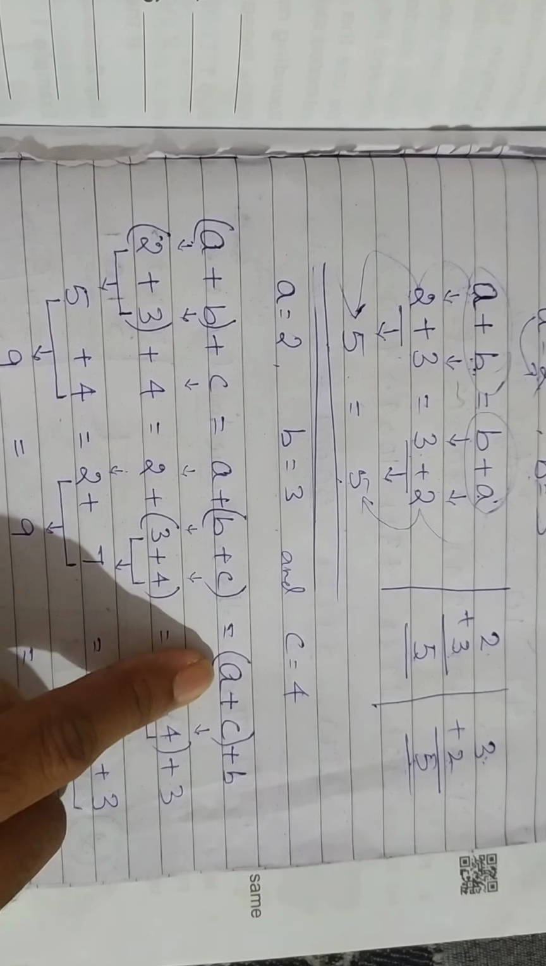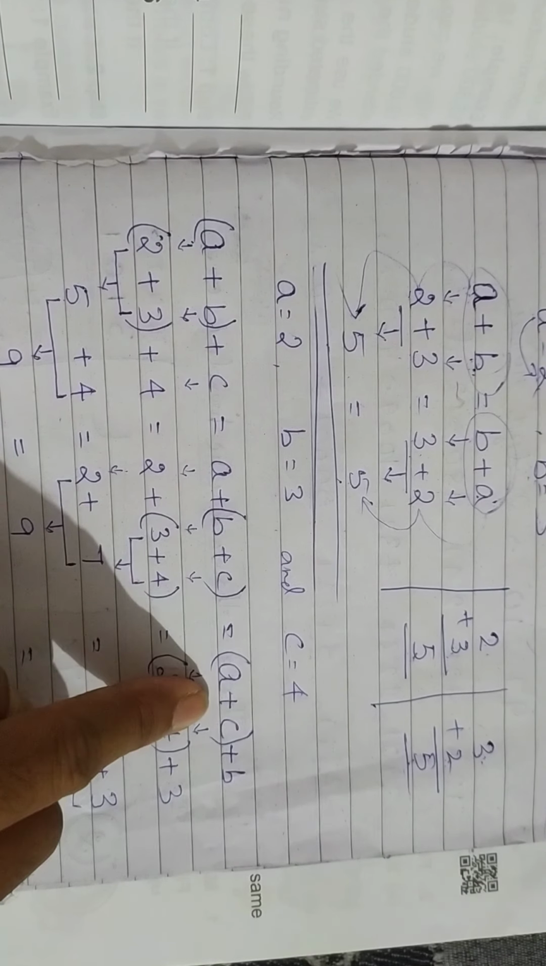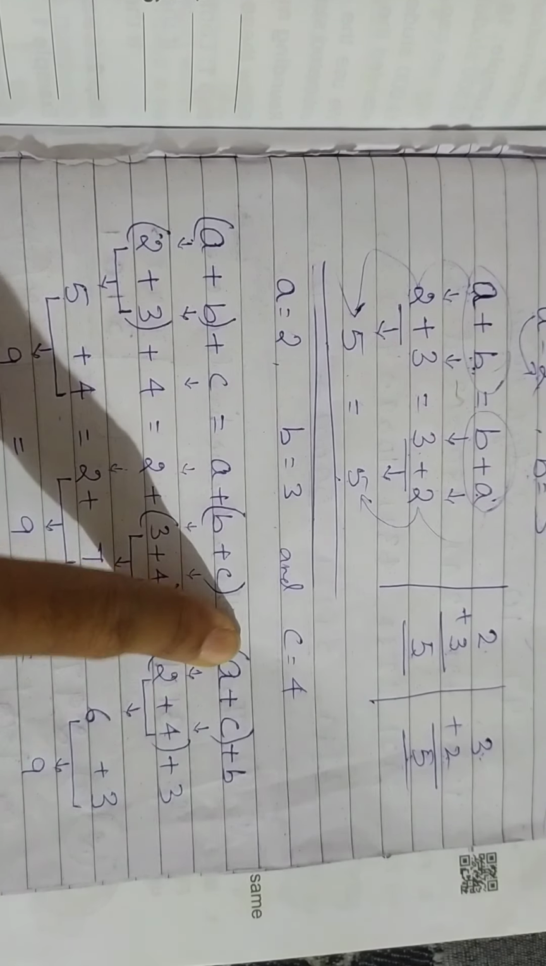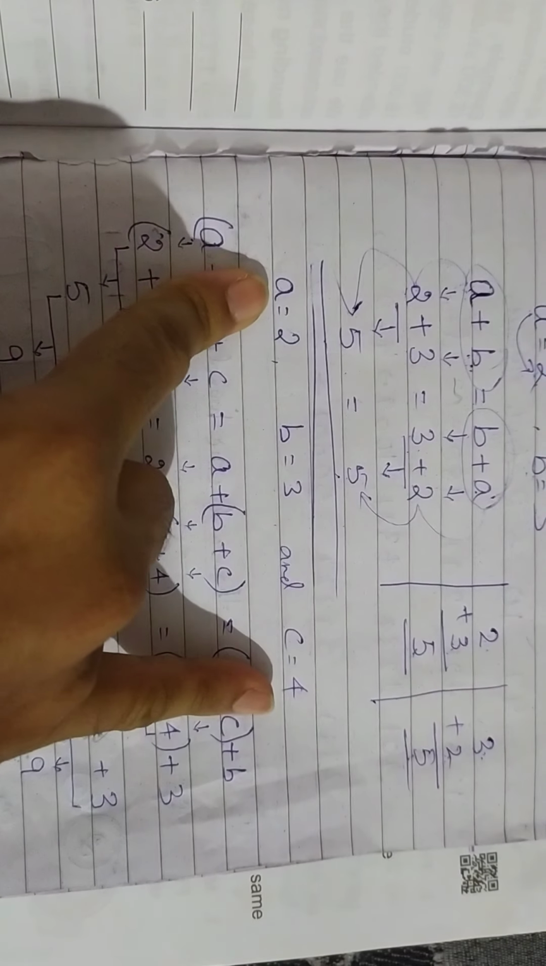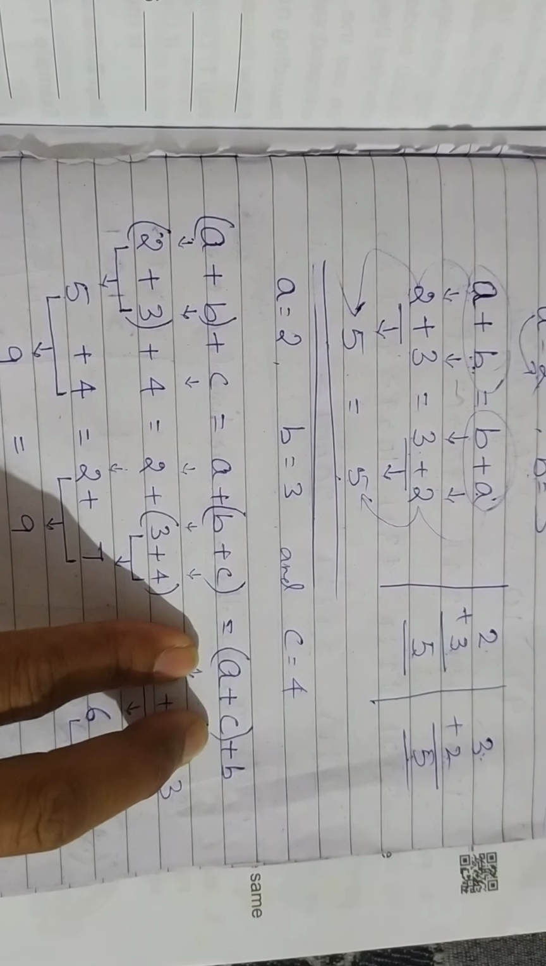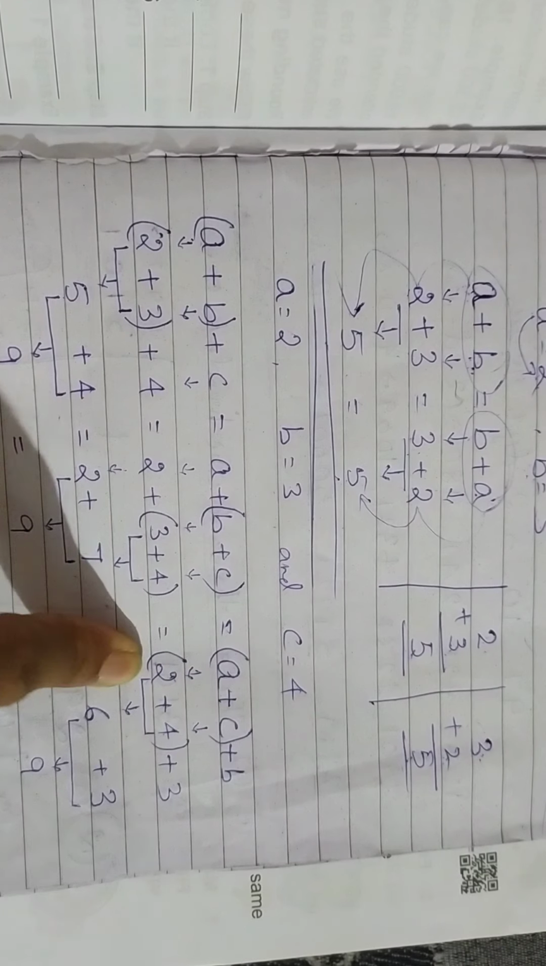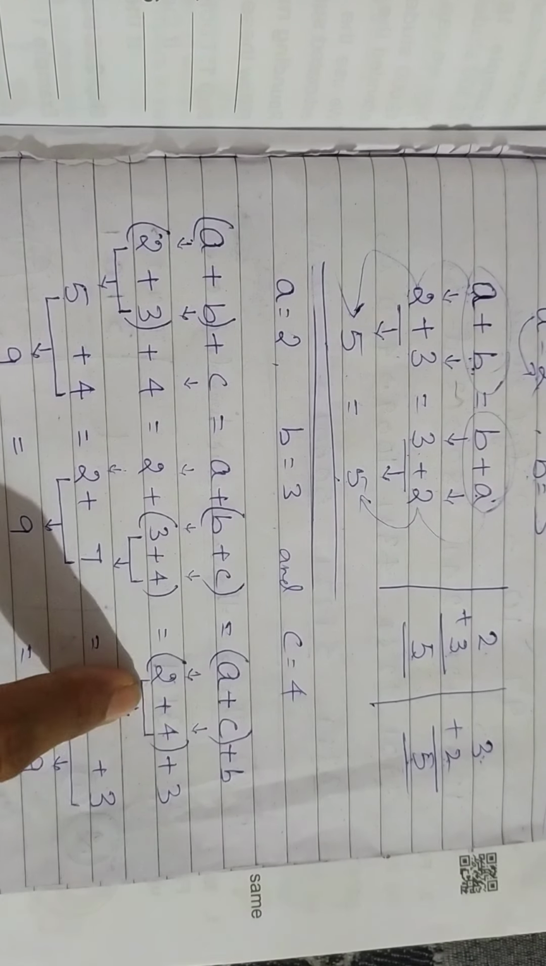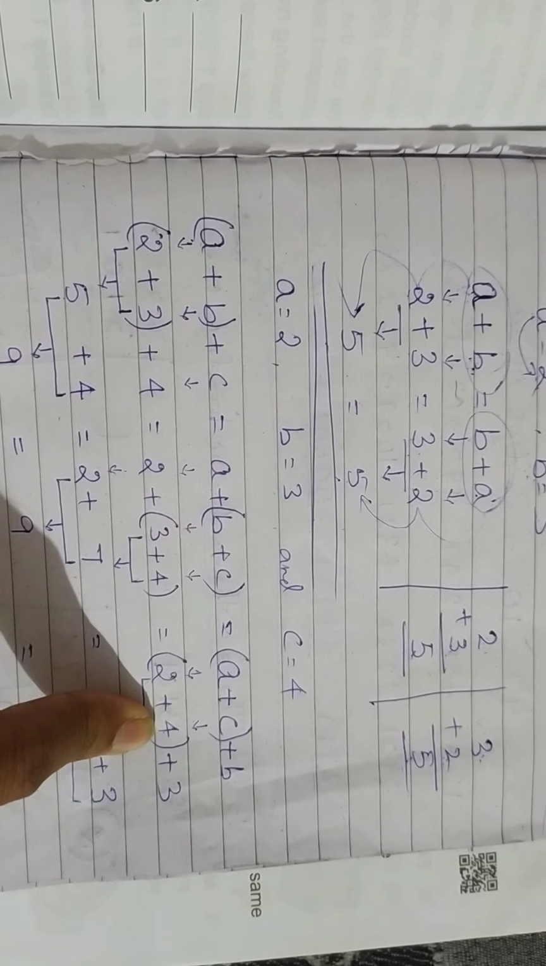Now here the third part, that is A plus C plus B. A and C, that is first and third addend, is within the bracket. What is the value of A? A is substituted as 2, plus C is substituted as 4.